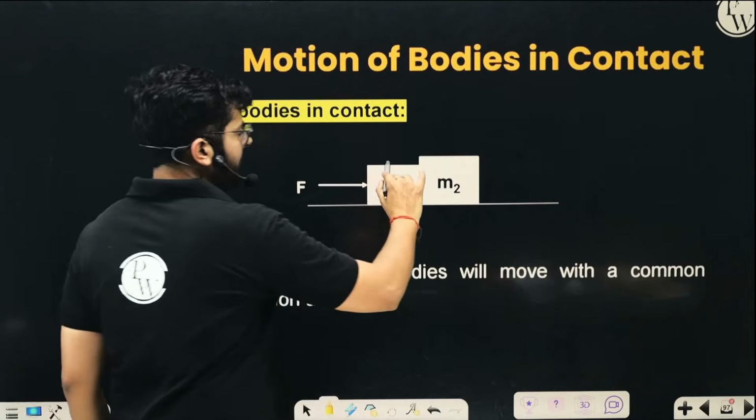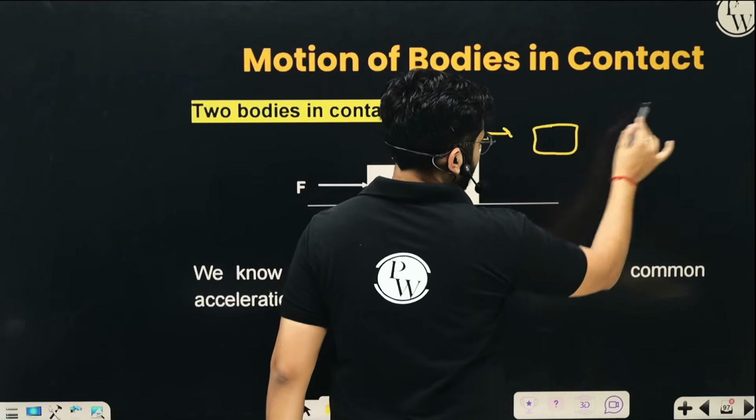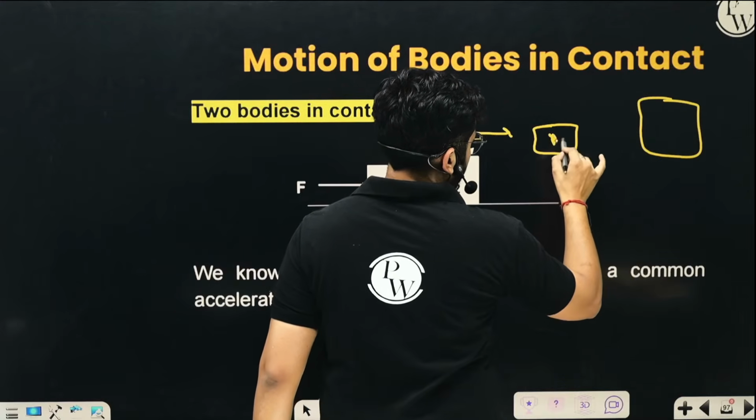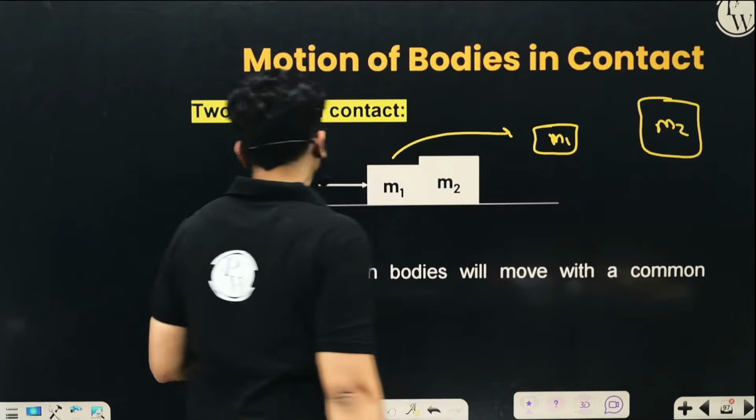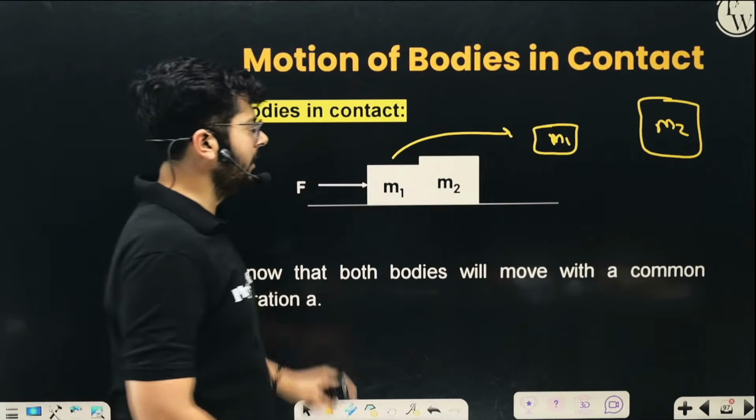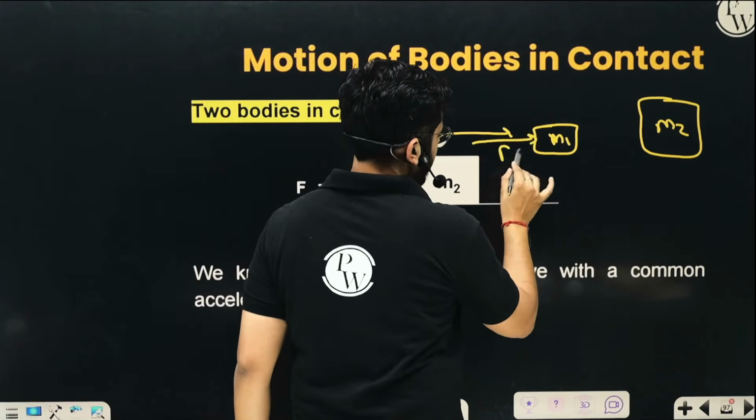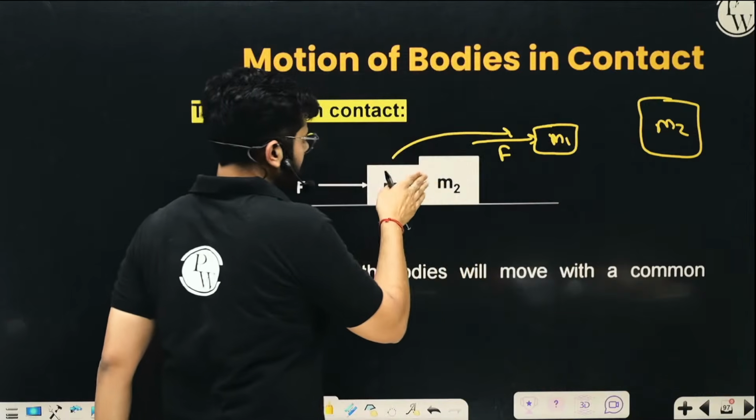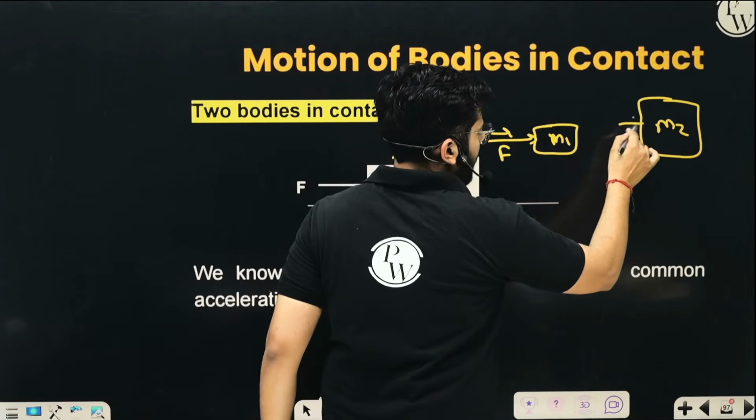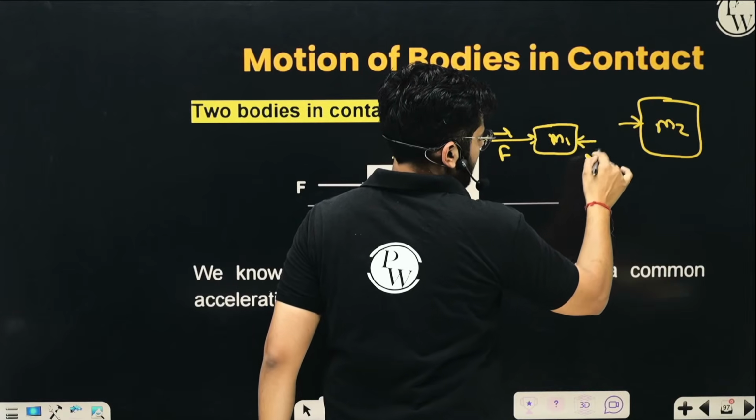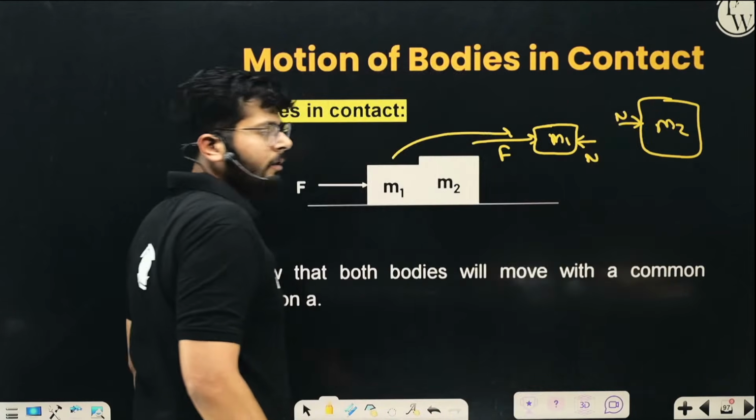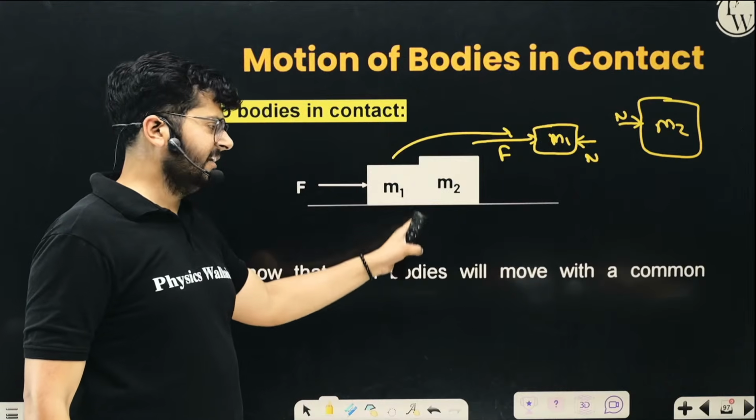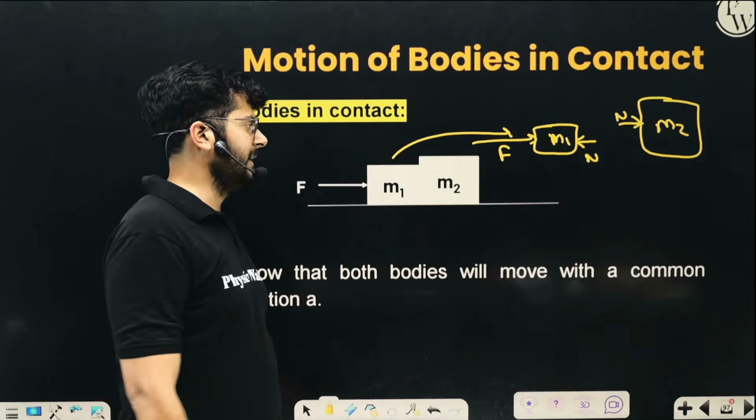So how will you make that? M1 and M2, they are separated. This force is acting on the body M1, right? And in between them, there will be only normal reaction. So the normal reaction on this body is in this direction, and on this one it is in this direction, and this is the same. Normal reaction is the same on these two bodies. So at this interface, the normal reaction is going to be the same.